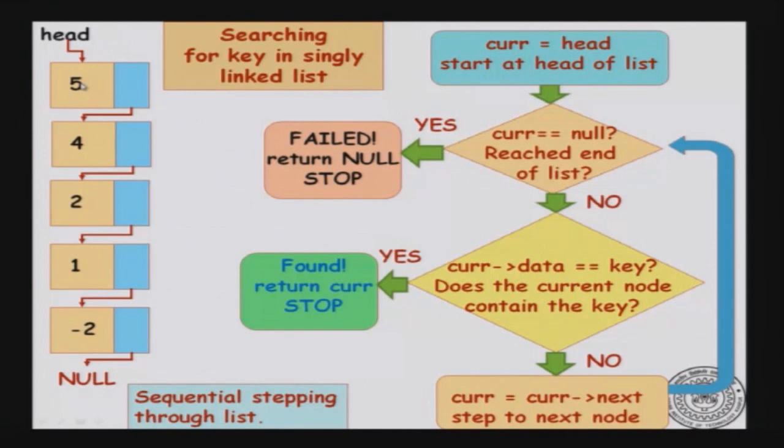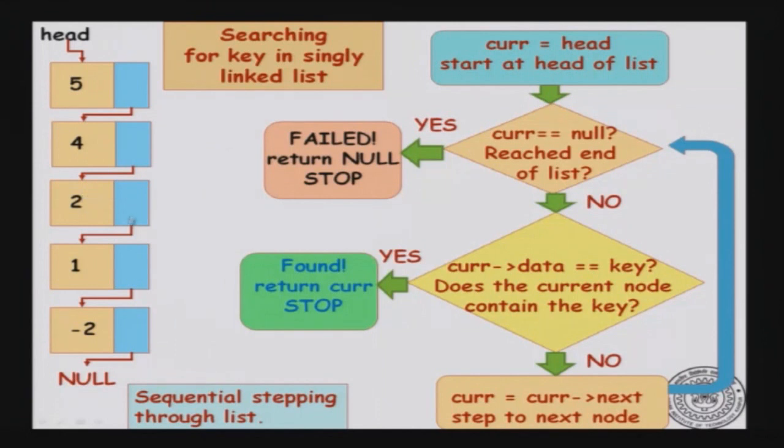Abstractly, what you do is you start with the head, see whether the data field in the head node is the key that you want. If it is, then you are done and you say that I have found it. If it is not, what you do is you go to the next node through the next link and then check, okay, is it the data field of the next node? If it is, you are done. If it is not, you follow the next node.